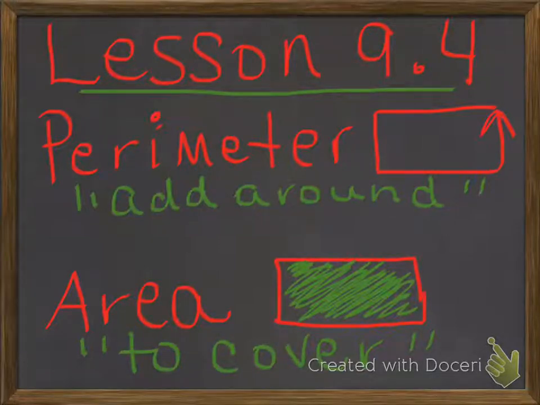Perimeter means you're finding the distance around the outside, kind of like a fence for a backyard. You're going to add up all the sides. If there are 4 sides, add all 4 sides. The area is the amount that it takes to cover a space. So in the picture here, kind of like the green grass that's drawn to cover the rectangle.